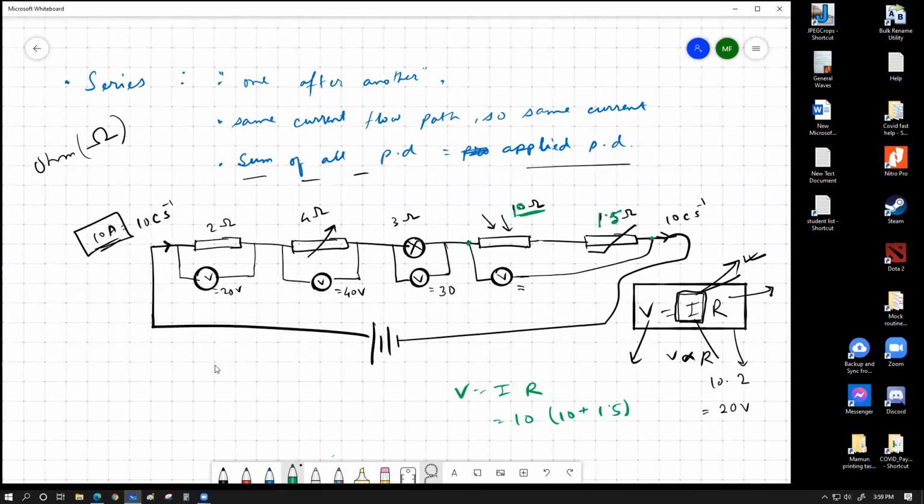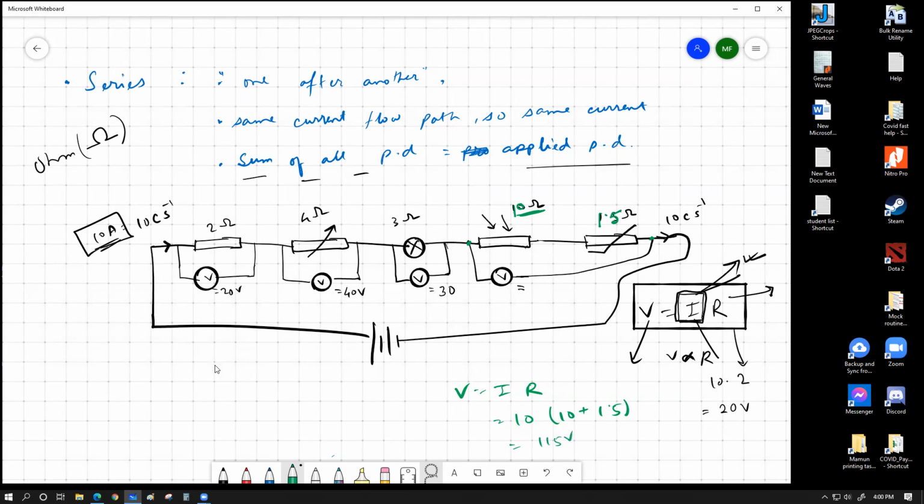I want all of you to understand that if you take multiple components within a voltmeter connection, between the two ends of the voltmeter connection, the total resistance of the whole combination should be considered. In this case, I'm using two components connected one after another, so the total resistance should be used, that is 10 plus 1.5. So here we're going to get 115 volt.